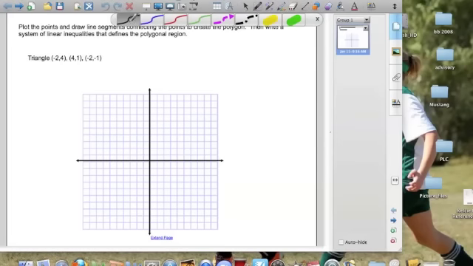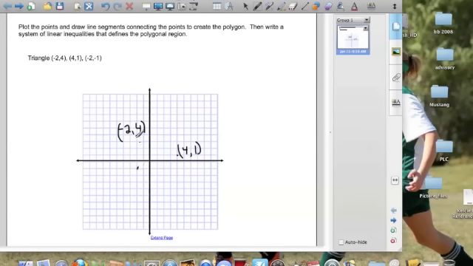All right, so the first thing we have to do is (-2, 4). So up here at (-2, 4), put one dot. Then at (4, 1), so I'm over 4, up 1, put my other dot. Now if you wanted to, you could say what those are as you're doing these. So this is (-2, 4). And then the last one is at (-2, -1). Okay.